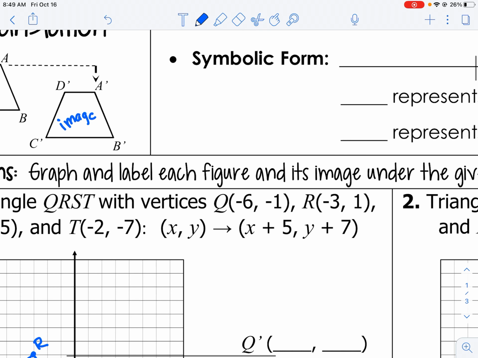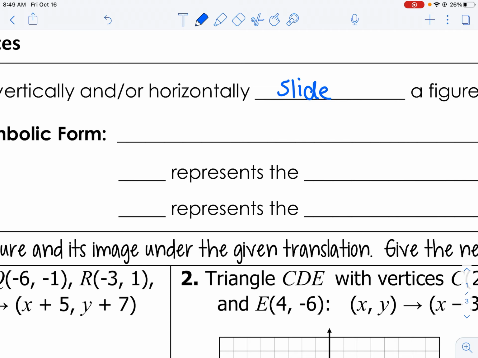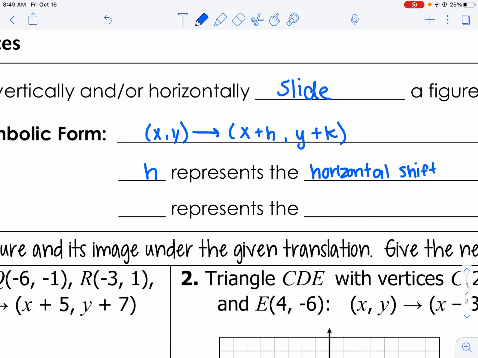If we want to move something diagonally, we have to go right and then down first. You have to have a horizontal and a vertical shift. In the symbolic form, anytime it says to write the rule or tells you a translation, it'll say (x, y), so your original ordered pair will change to either x plus or minus h or y plus or minus k. H is the horizontal shift, that one's easy to remember, and then k is vertical.